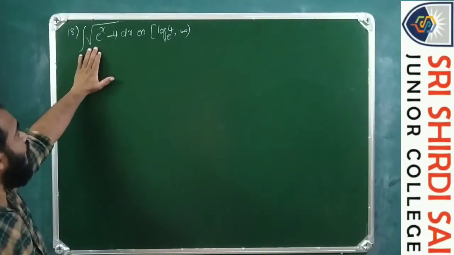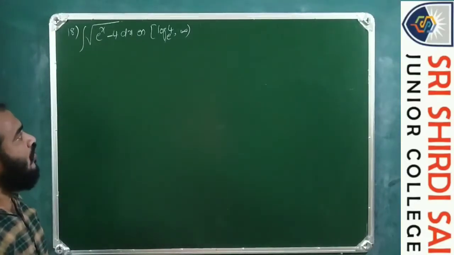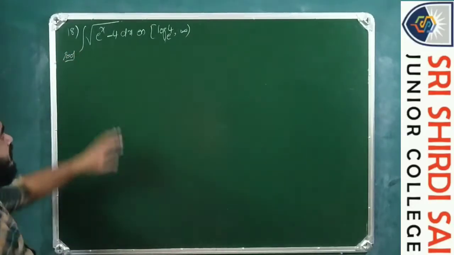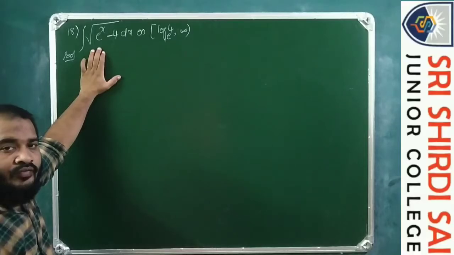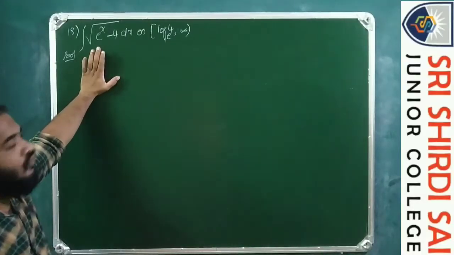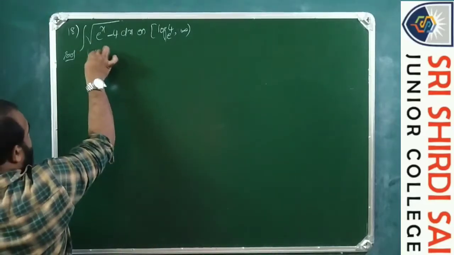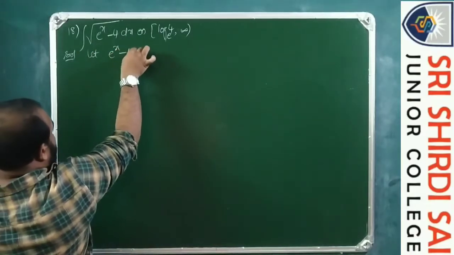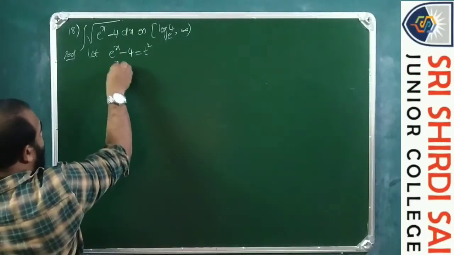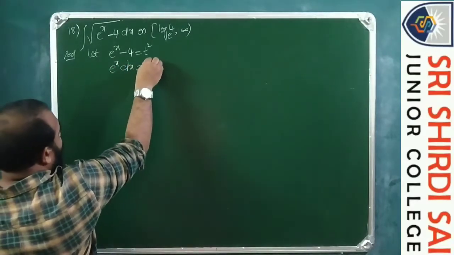Integral of root of e power x minus 4 dx. Whichever expression is under the root, we have to take it as t square to avoid the square root. Let e power x minus 4 be equal to t square. Now differentiate: e power x dx is equal to 2t dt.